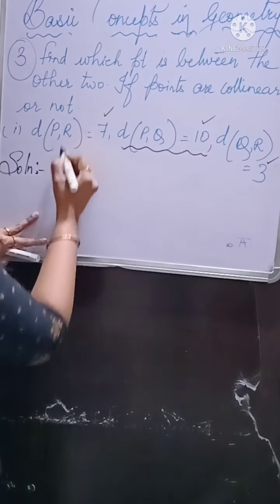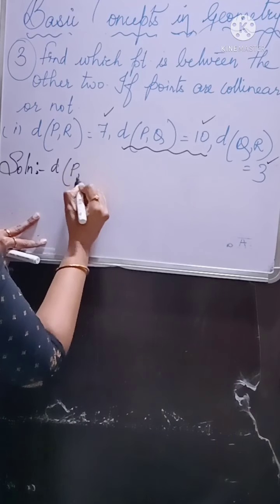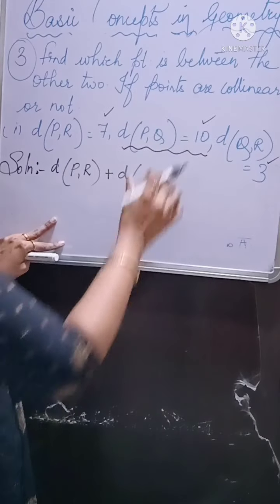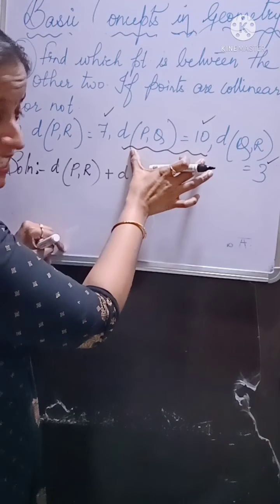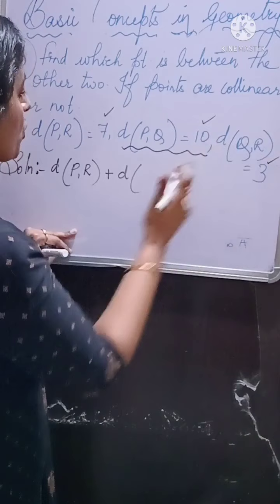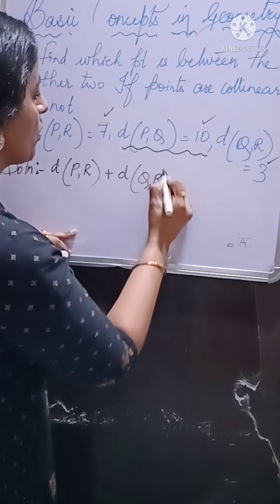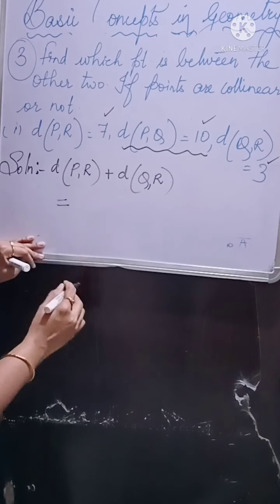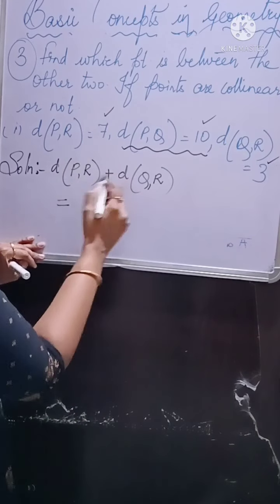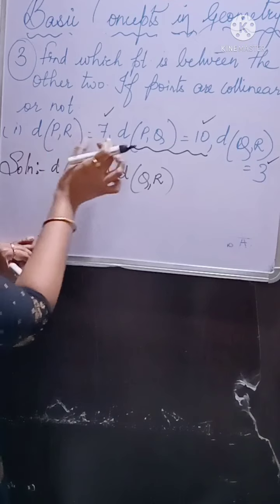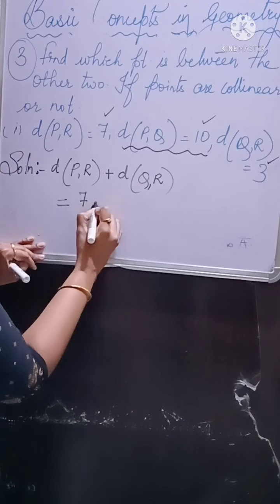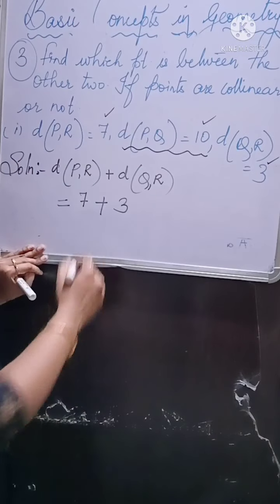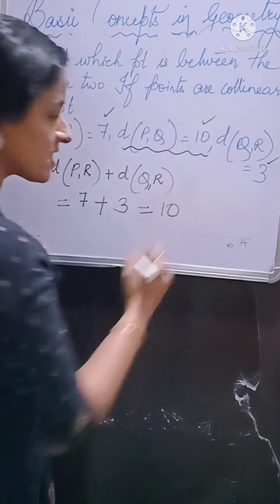Distance between P comma R plus distance between Q comma R. I told you, don't touch the greatest number. Next is Q comma R. Add both the distances. Distance between P comma R is given as 7, plus distance between Q comma R is given as 3. 7 plus 3, you are getting 10.